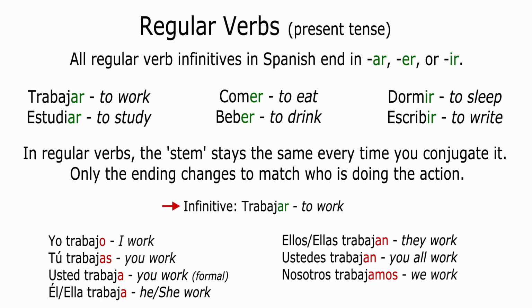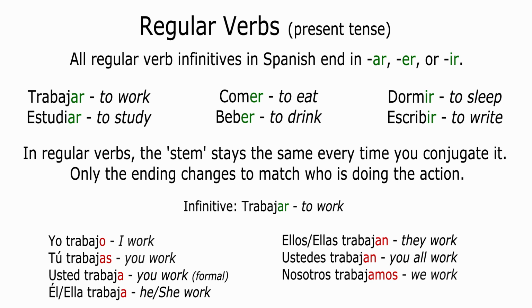For example, with the verb trabajar, if I'm doing the action, yo trabajo, I work. If you are doing the action, tú trabajas, you work. So the ending of the verb changes based on the subject. This is called conjugating the verb.